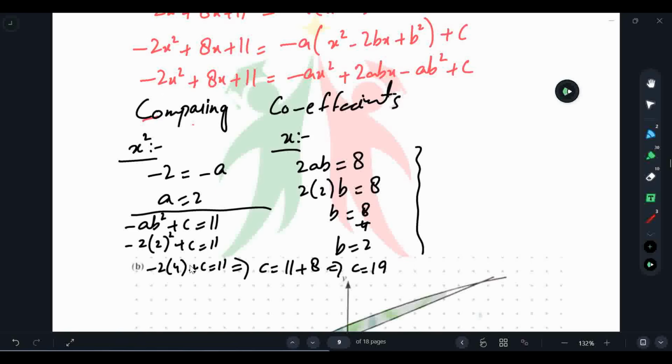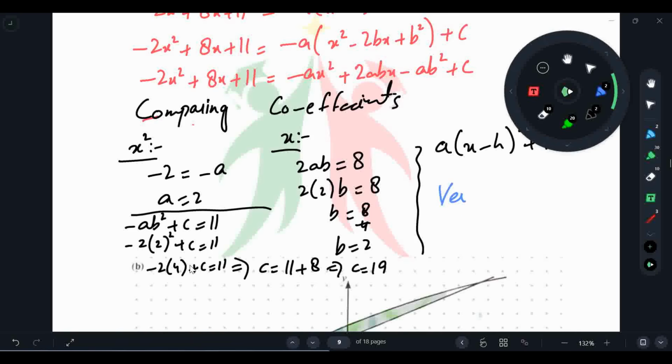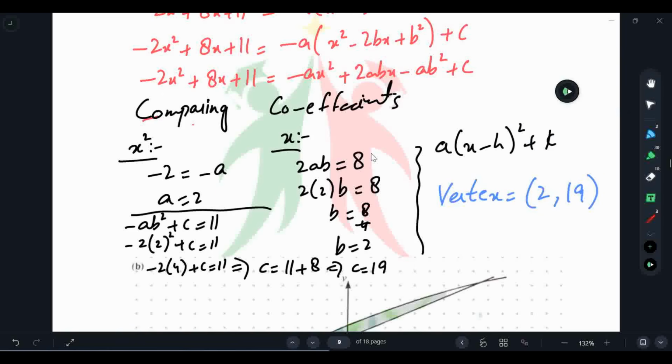So if we compare it with a into (x minus h) whole squared plus k, finally we will have the vertex. The vertex will be: x coordinate should be 2 and y coordinate should be 19, because we can see here that this will be minus 2 (x minus 2) whole squared plus 19. I hope the concept is clear and this will be the final answer.